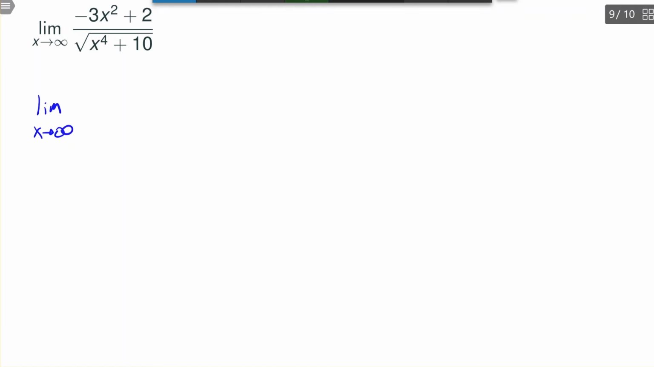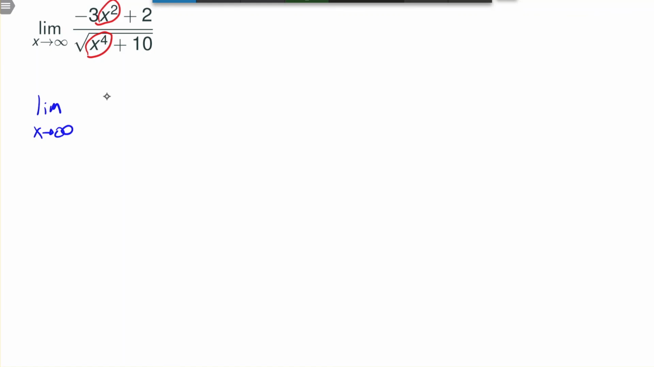As x approaches infinity, we think about which is the highest term. We have x to the second power. The square root of x to the fourth is essentially x to the second in terms of highest power. Although we can't simplify this to x squared directly, it is equivalent to the x second power.